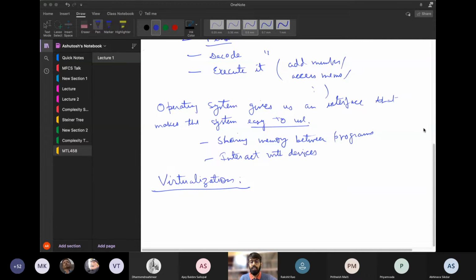Virtualization is taking some physical thing and making a virtual form of it, a more general virtual form, and that is what any process or the user will interact with. It will not interact with the actual machine. So the OS will create a virtual form of the memory, of the processor, of devices, and that's what programs or users will interact with.